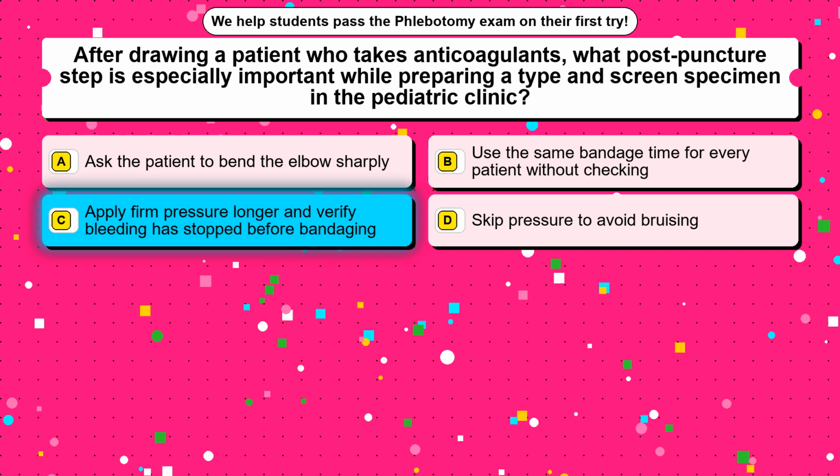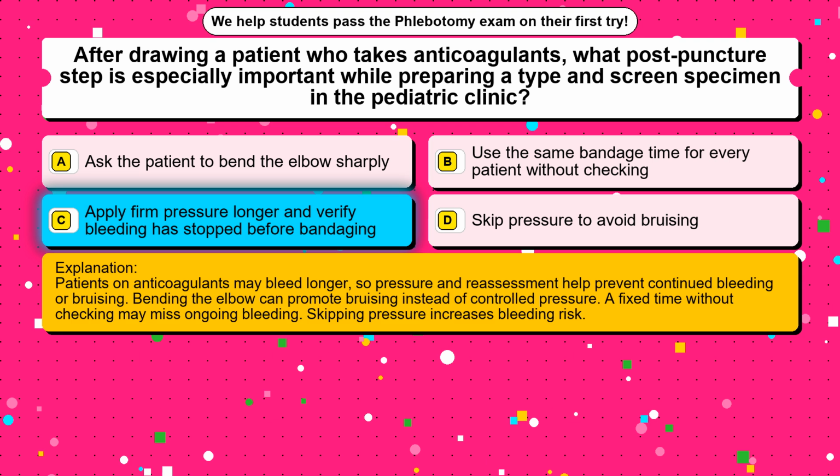The correct answer is option C. Apply firm pressure longer and verify bleeding has stopped before bandaging. Patients on anticoagulants may bleed longer, so pressure and reassessment help prevent continued bleeding or bruising. Bending the elbow can promote bruising instead of controlled pressure. A fixed time without checking may miss ongoing bleeding. Skipping pressure increases bleeding risk.